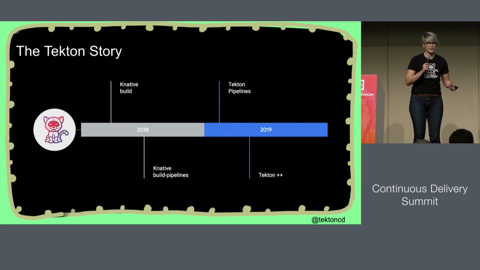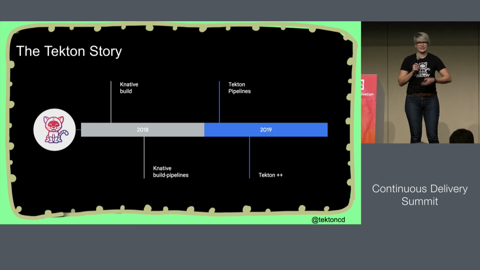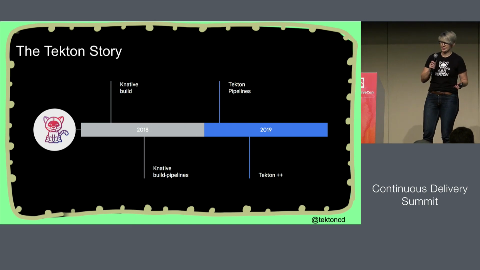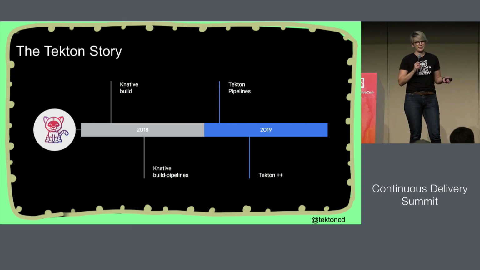They thought it was pretty cool, but they quickly wanted to add more. They wanted to run tests before their builds, and they wanted to create more complicated pipelines. So we created Knative build pipelines. And then the scope just kept growing, so eventually we moved it out into its own org and created Tekton, and now it's a bigger project, but it still has pipelines at the core.